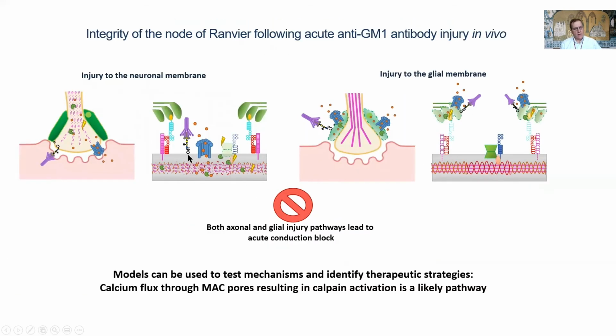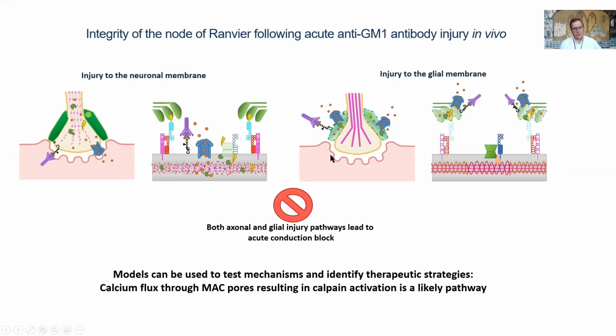And it's very clear that we get antibody deposition with complement activation, with membrane attack complex formation, and complete electrophysiological paralysis if we either injure the glial membrane over this time point or injure the neuronal membrane. And clearly the mechanisms of this are different. These models can be used to test these mechanisms and identify different therapeutic strategies.